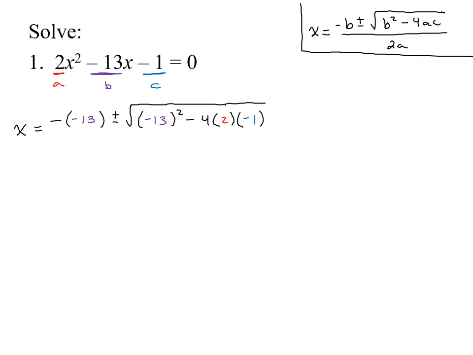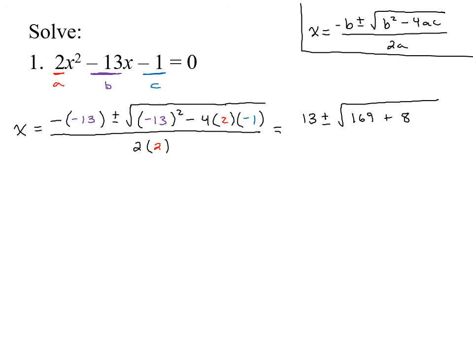All of that gets divided by 2 times a, which was 2. And sometimes this simplifies and sometimes it doesn't. But what we'll be left with on top is a positive 13 plus or minus the square root of 13 squared, which is 169. 4 times 2 is 8, so I'll end up with a plus 8 all over 4. And so x will be 13 plus or minus the square root of 177 all over 4.